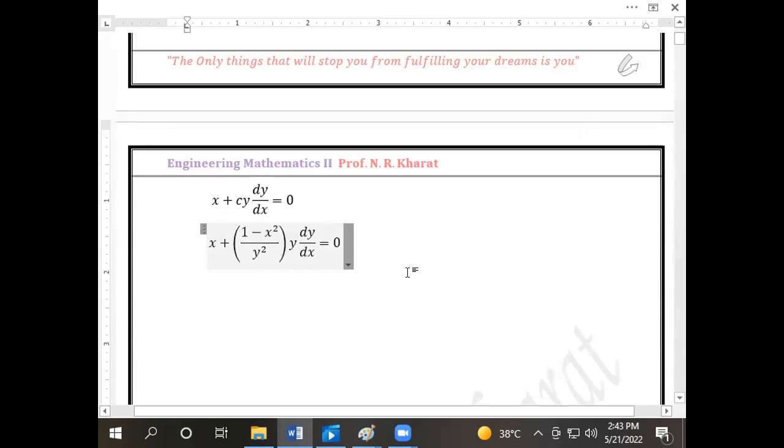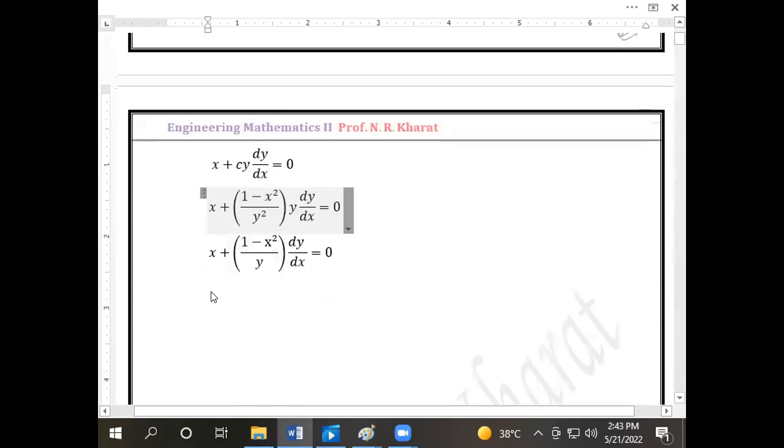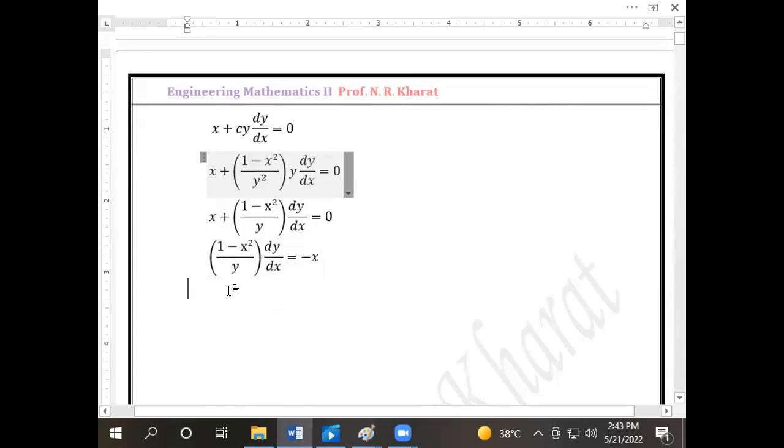We get x plus 1 minus x square upon y dy by dx. This is the differential equation. After rearranging this differential equation, we get 1 minus x square upon y dy by dx equal to minus x. The next step, what we have to do? We have to just find the value for dy by dx. So dy by dx becomes minus xy divided by 1 minus x square.